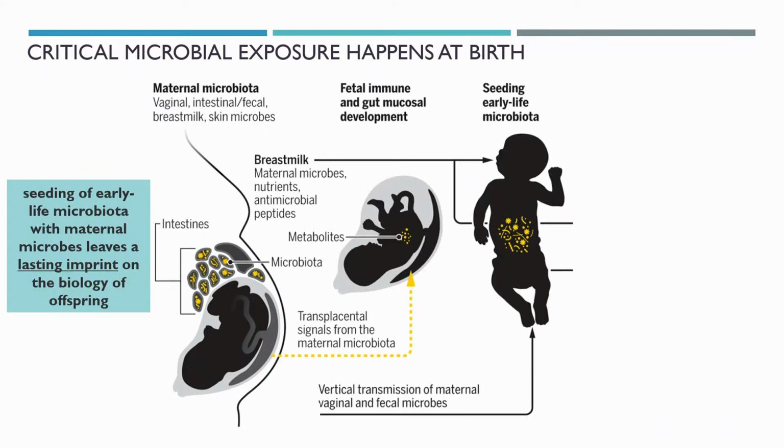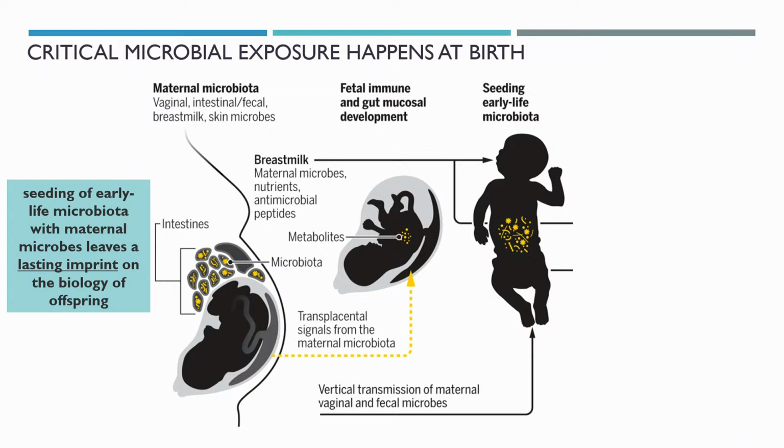And then, as baby is starting to grow, it starts to seed its own early life microbiota. Even when it's still a fetus, there are other ways to develop certain microbes. Metabolites are certain compounds that are produced by the microbiota that are good for you. And even through the placenta, there's signals that are sent to the baby.